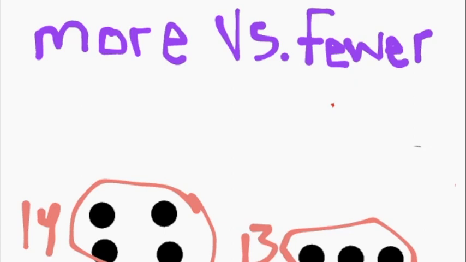Oh my goodness. Well, which one has more? That's right. It's this one right here. 14 has one more than 13. I thought for sure it was going to be different this time. They looked totally different, but they were still the same numbers. That's crazy.